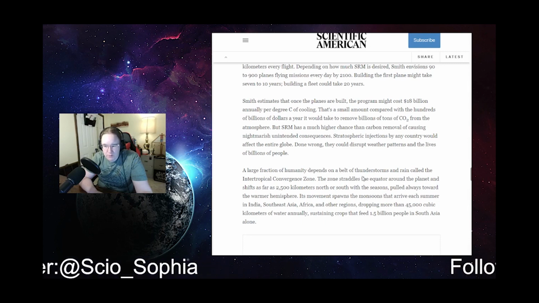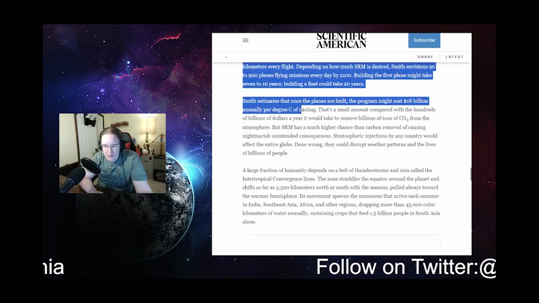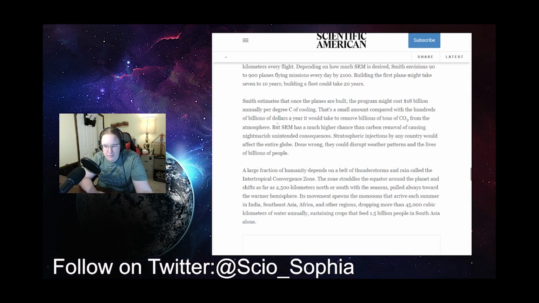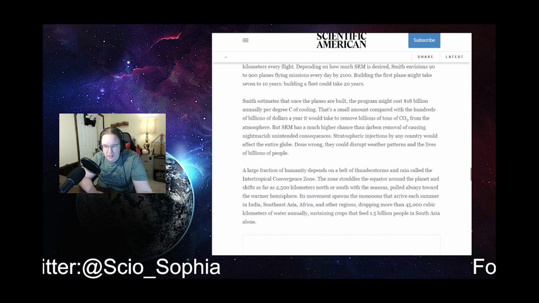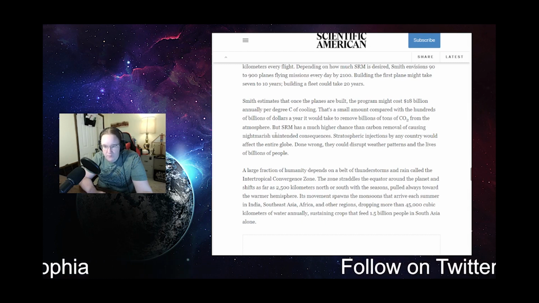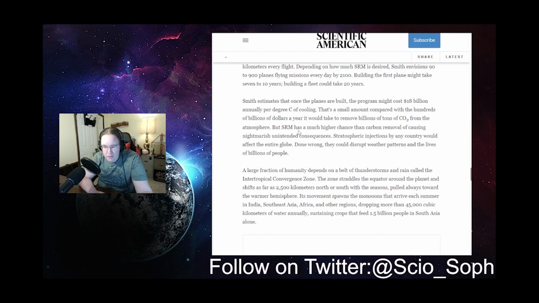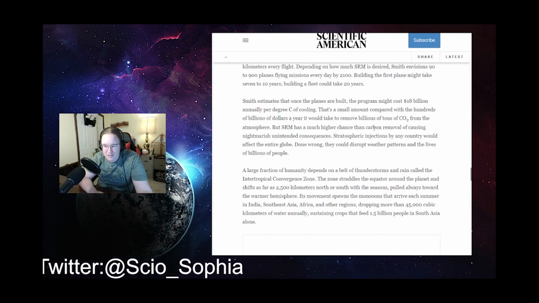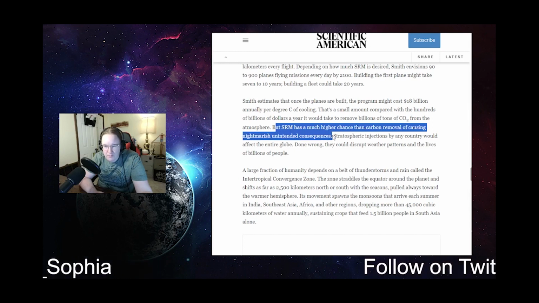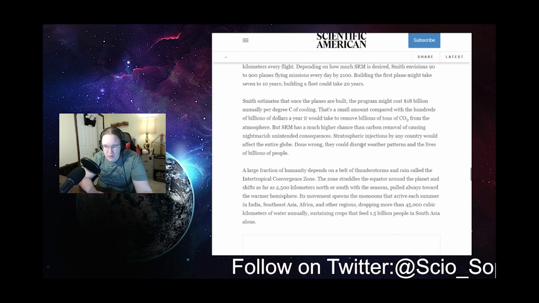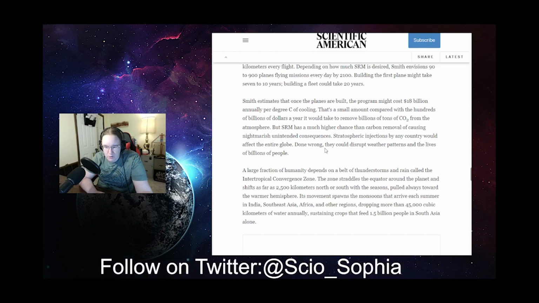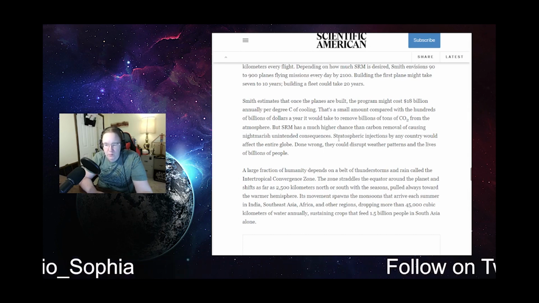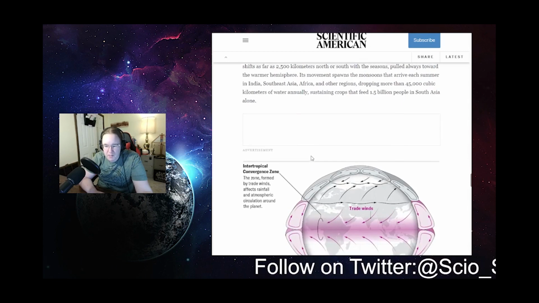Smith estimates that once the planes are built, the program might cost $18 billion annually per degree C of cooling. It's just a small amount compared to the hundreds of billions of dollars a year it would take to remove billions of tons of CO2 from the atmosphere. But SRM has a much higher chance than carbon removal of causing nightmarish unintended consequences. Stratospheric injections by any country would affect the entire globe. Done wrong, they could disrupt weather patterns and the lives of billions of people.